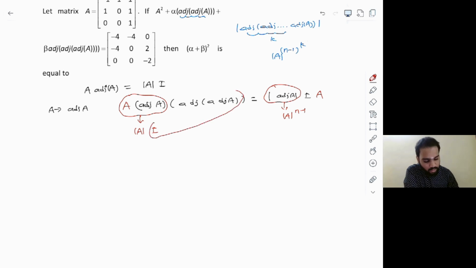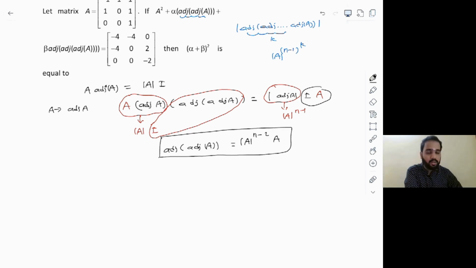And I into adjoint of adjoint A will be again the same thing, that is adjoint of adjoint A, and that should be equal to, since you have cancelled one of the det A, det A to the power of n minus 2. And on the right hand side, moreover, you have I into A, which is A. So finally, you have the formula for adjoint of adjoint A, which is equal to det A to the power of n minus 2 multiplied by A.